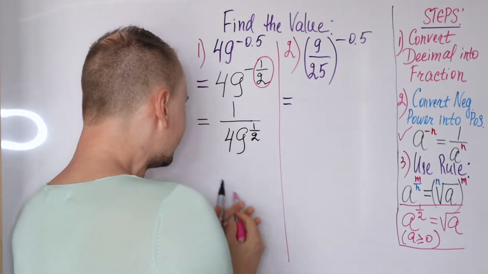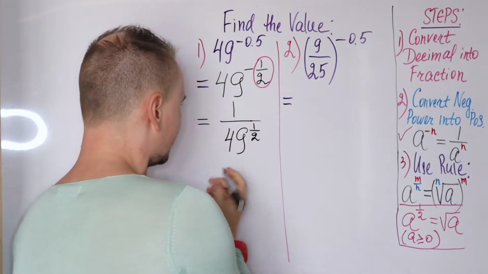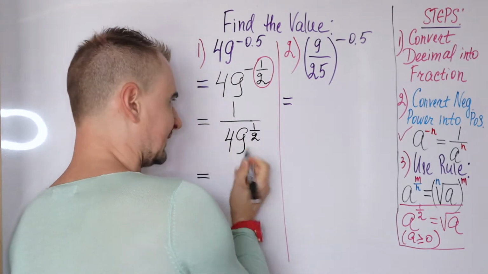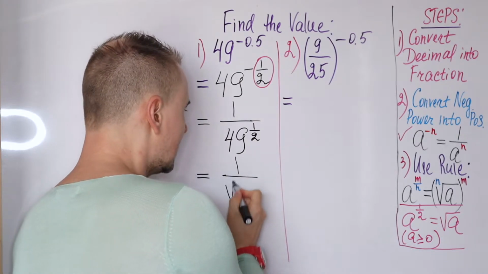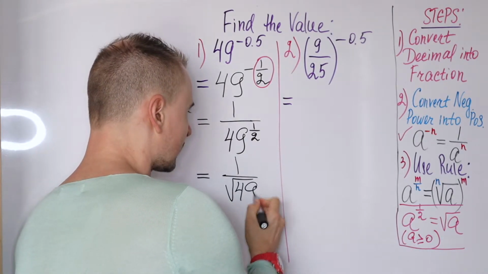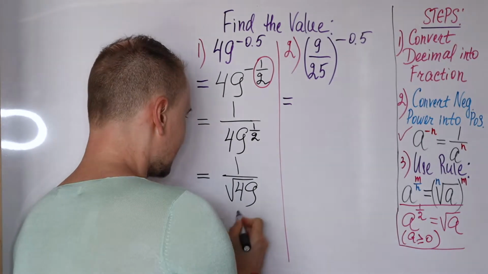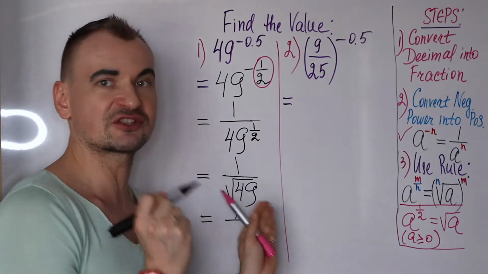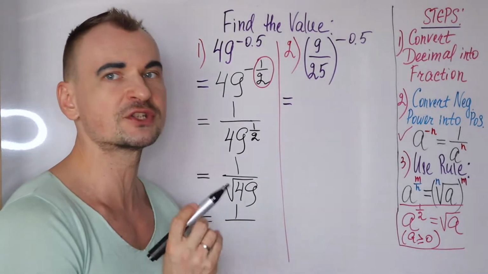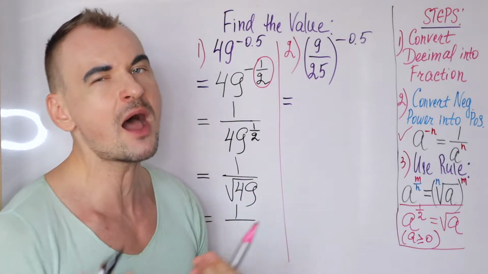So I'm going to rewrite it as a root. Get back to this. You want to keep it as a bottom, since it happens to be the bottom of your fraction. So it becomes just a square root of 49. All you need to do is figure out the square root of 49. And 49 is a perfect square number.